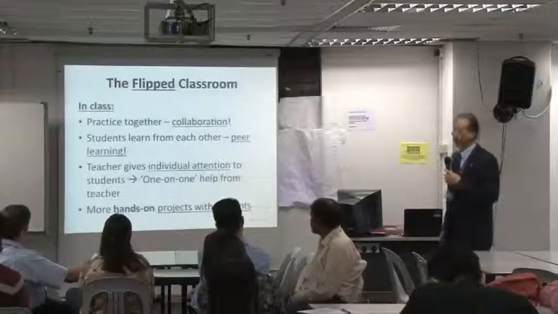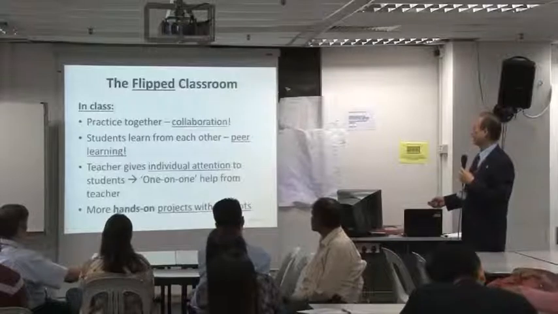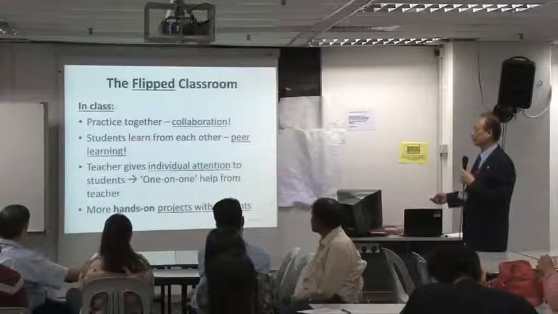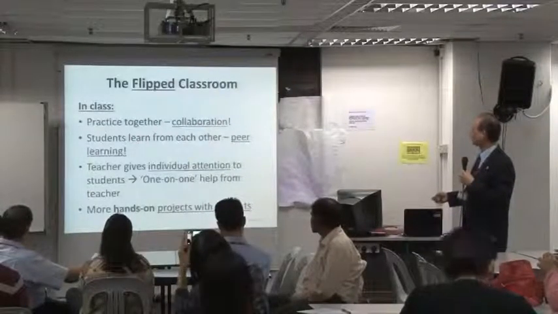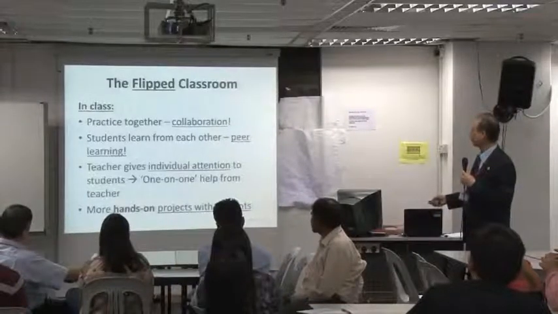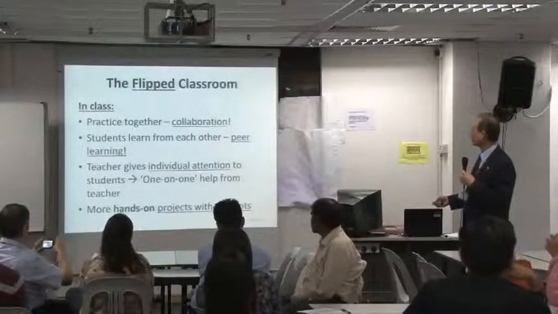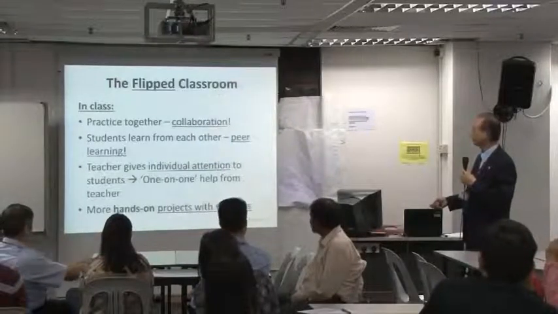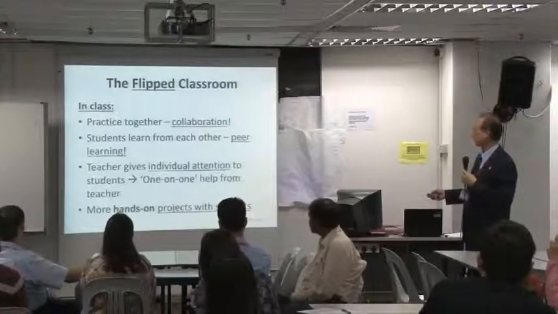So, what happens in class? In class, they practice together. And by being together, they have collaboration, which is not in traditional. Students learn from each other, thus there's peer learning, which is a very powerful method of learning. Okay? The teacher can give one-to-one individual attention and hands-on practice of projects during the classroom. So that's in class.